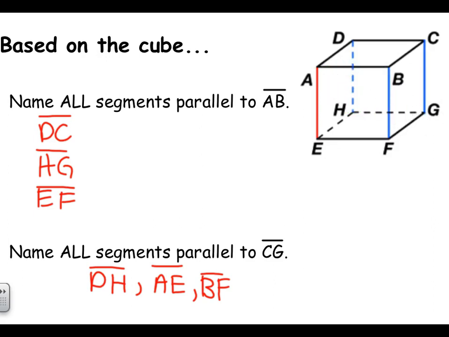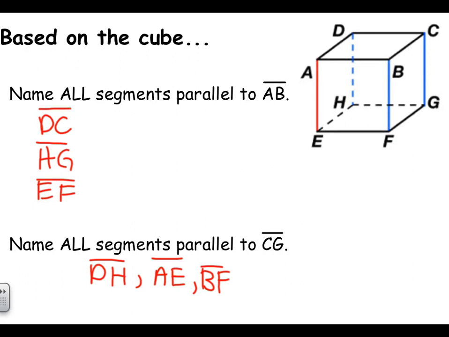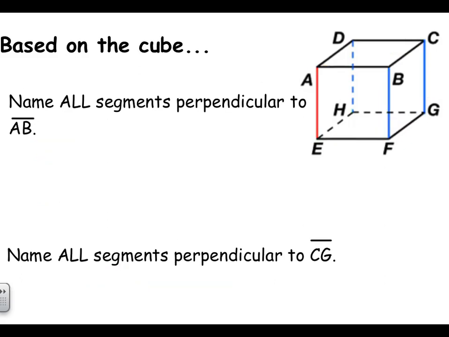Same thing down here, we've got CG. So I have CG, I know BF is in the same plane, and I know DH is in the same plane. However, AE is also parallel to CG. They don't look like they're in the same plane right now, but I could draw a diagonal plane. So I could cut that box diagonally and I could still be touching AE and CG. Okay? All right, moving on to perpendicular.